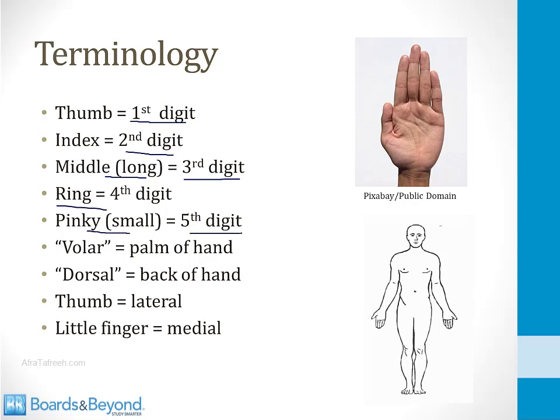When people refer to the volar surface of the hand, they're talking about the palm of the hand. And when they refer to the dorsal surface of the hand, they are talking about the back of the hand. And then finally, in terms of anatomic position, the thumb is lateral and the little finger is medial. If you look at this drawing here of the anatomic position, you see that the thumb is towards the outside, therefore it's lateral. The little finger is towards the middle, therefore it is medial.